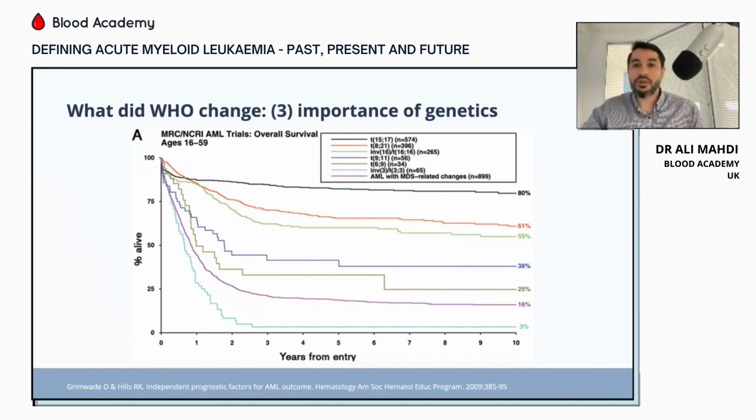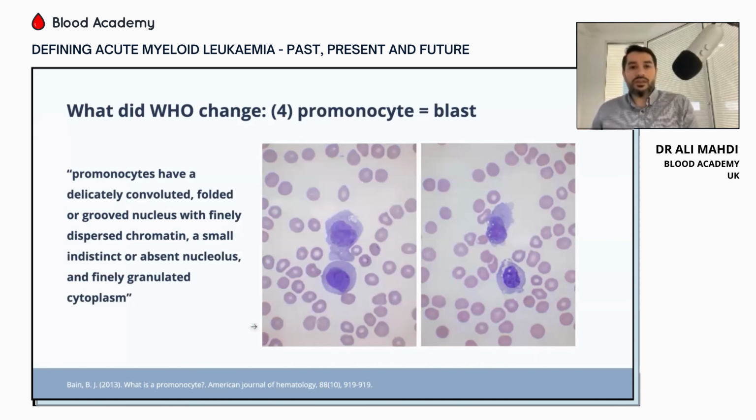So again, the WHO is taking on the information of the genetic changes that can impact patients' prognosis. They also changed the definition of some tricky cells of monocytic lineage, and they recognize that pro-monocytes are blast equivalents. They define pro-monocytes as those cells having a delicately convoluted or folded nucleus. They may have some dispersed open chromatin, small indistinct or absent nucleoli, and some finely granulated cytoplasm.